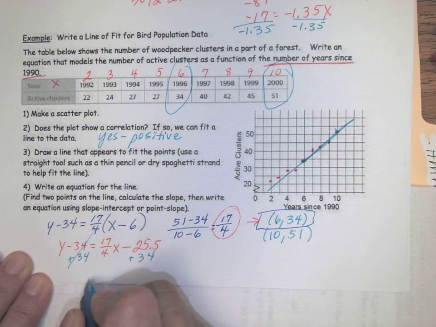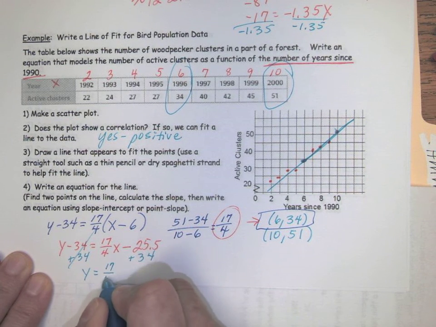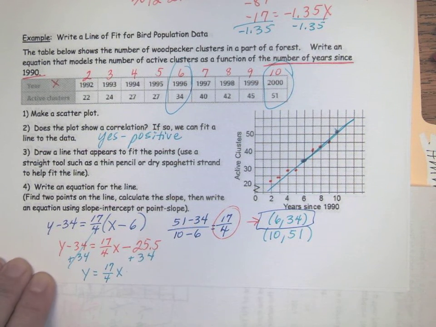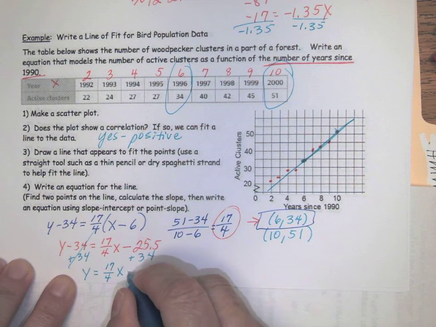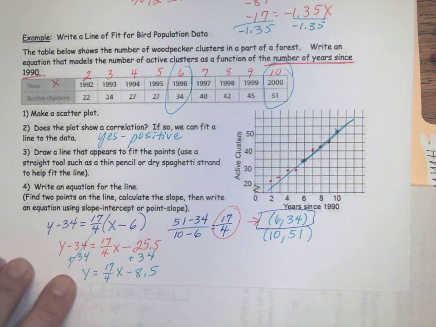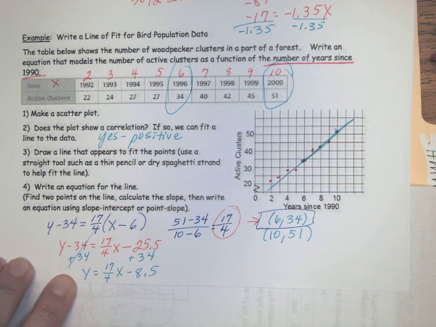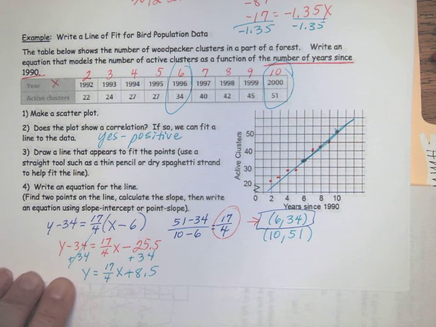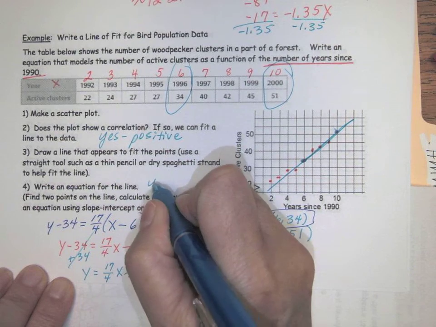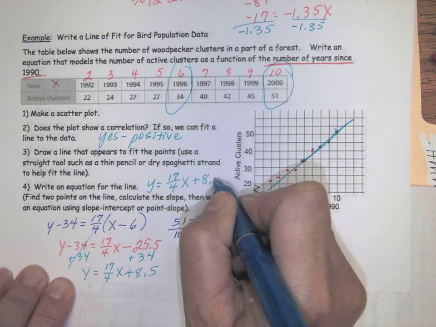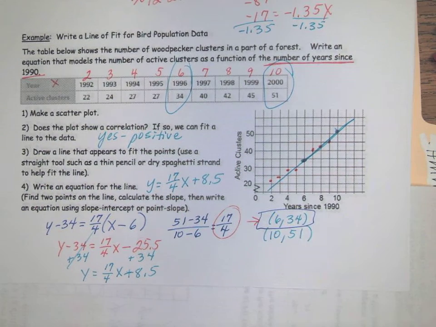Please don't act like you've never seen this before. So now I have 34 minus 25.5. I think that's a negative 8.5, but just to be sure and check my math in my head, let's go plus 34. Yes, plus 8.5. Now, so there's my line of best fit. Because now that was a lot of work, wasn't it? But we do hard things. We know how to do work.